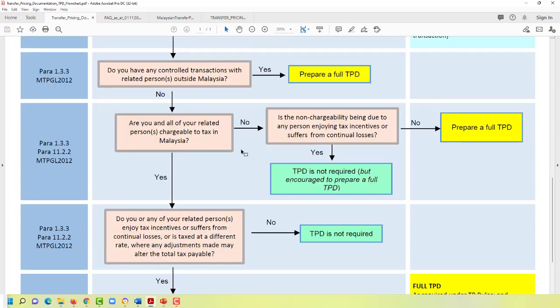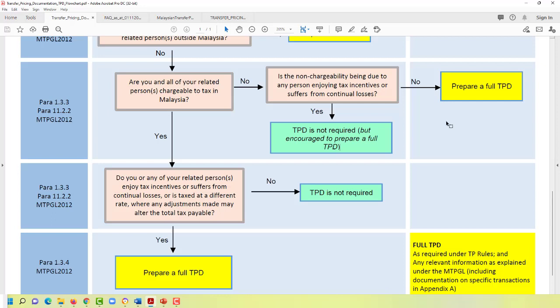If the answer is no, then they ask you, is the non-chargeability because the person is enjoying a tax incentive or because of continuing losses? If the reason that one of these parties is not paying tax is because of incentive or continuing losses, then you are not required to prepare a TPD, but you are encouraged to prepare a full TPD. But if it's not because of incentive or losses, then yes, you have to prepare a full TPD.